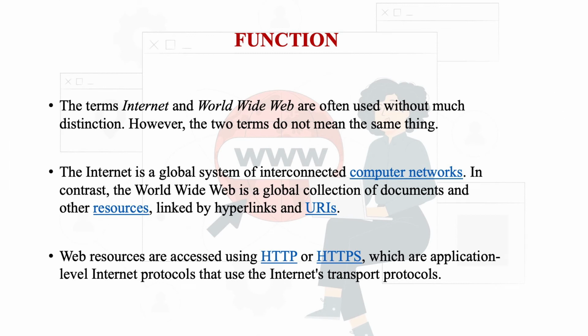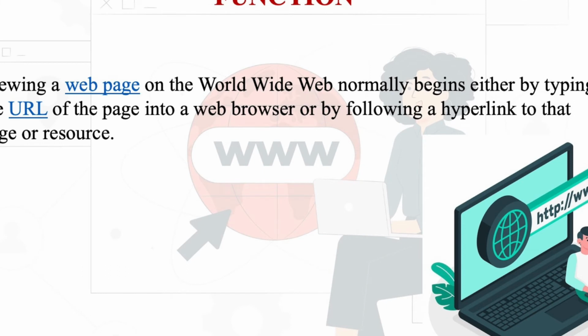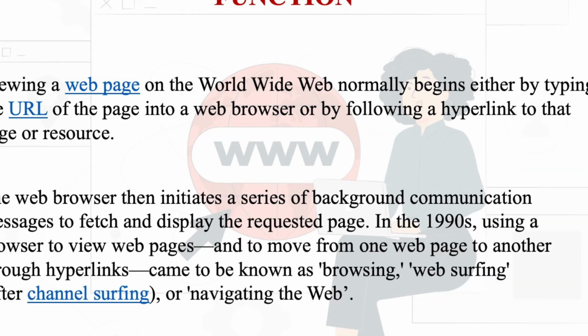Web resources are accessed using HTTP or HTTPS, which are application level internet protocols that use the internet's transport protocols. Viewing a web page on the World Wide Web normally begins either by typing the URL of the page into the web browser or by following a hyperlink to that page or resource. The web browser then initiates a series of background communication messages to fetch and display the requested page. In the 1990s, using a browser to view web pages and to move from one web page to another through hyperlinks came to be known as browsing, web surfing, after channel surfing, or navigating the web.